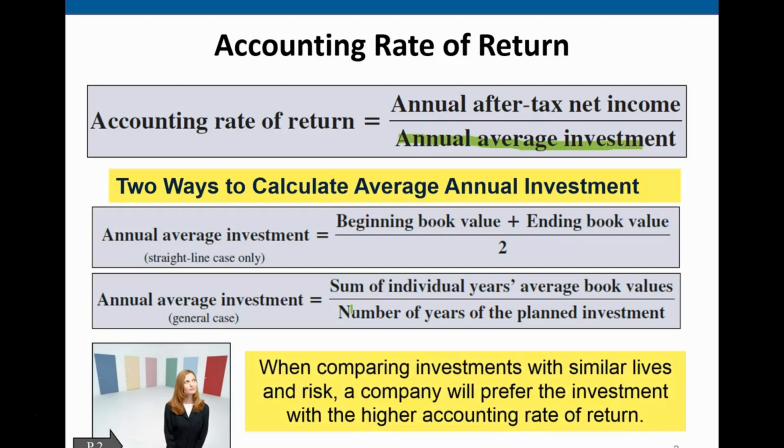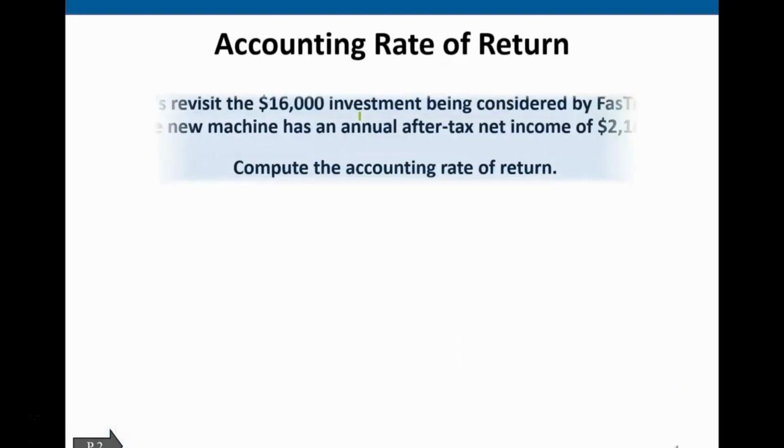And if we were to do this when coming up with the investment with similar lives and risk, a company will prefer the investment with the higher accounting rate of return. So of course, when we're comparing different projects, then the one that has a higher accounting rate of return would be the one that we would want on this method. Note that this method is not a cash flow method. It's based on accounting income, net income, which is on an accrual basis, rather than the cash basis that we were looking at in the prior calculation.